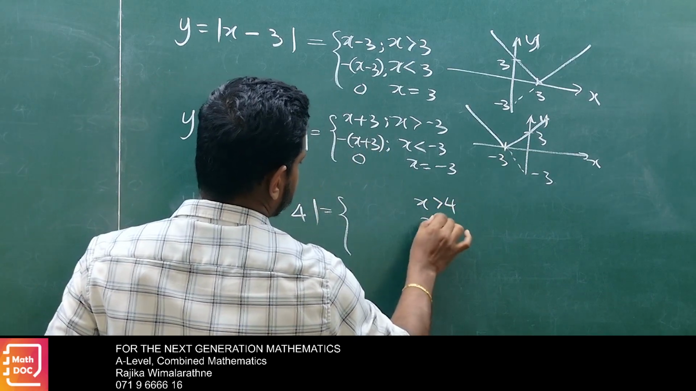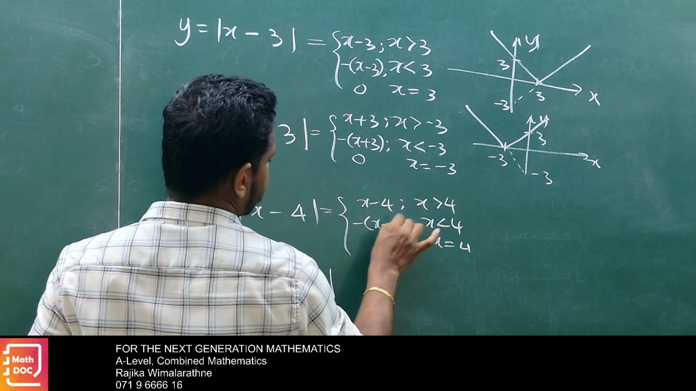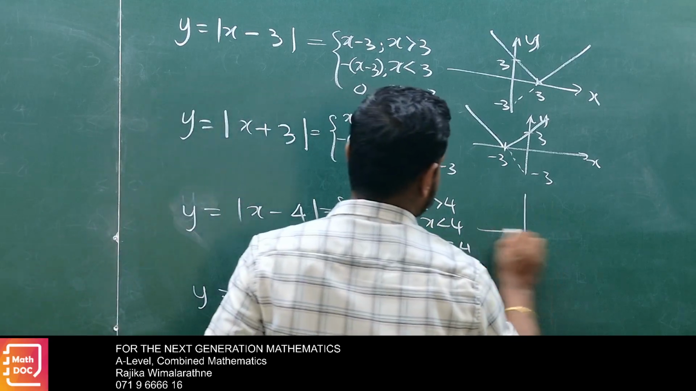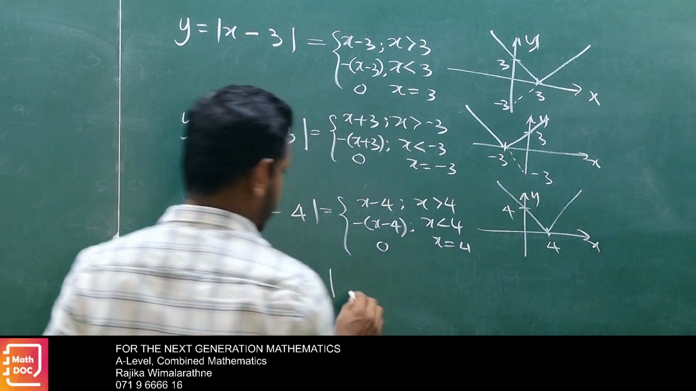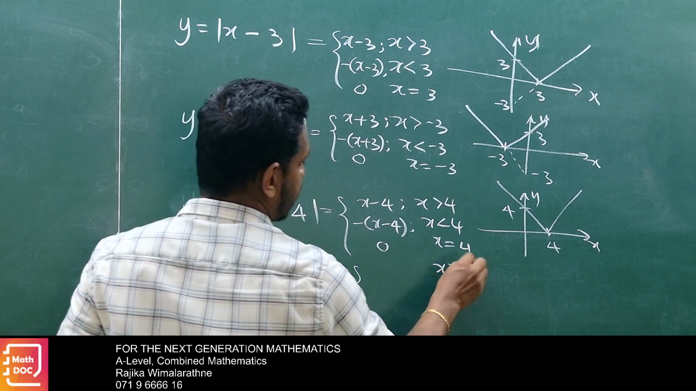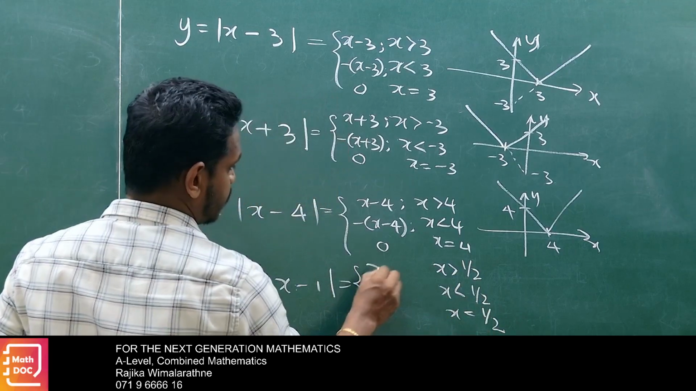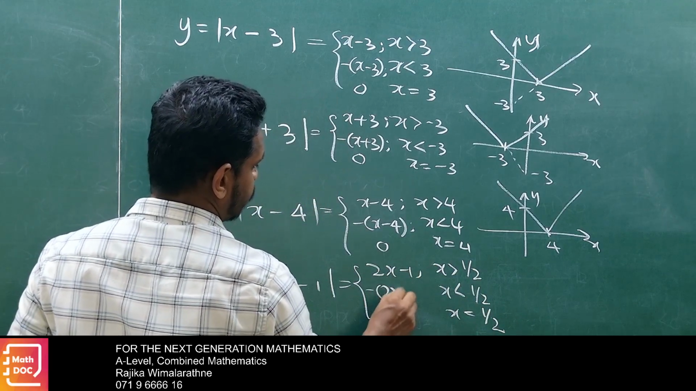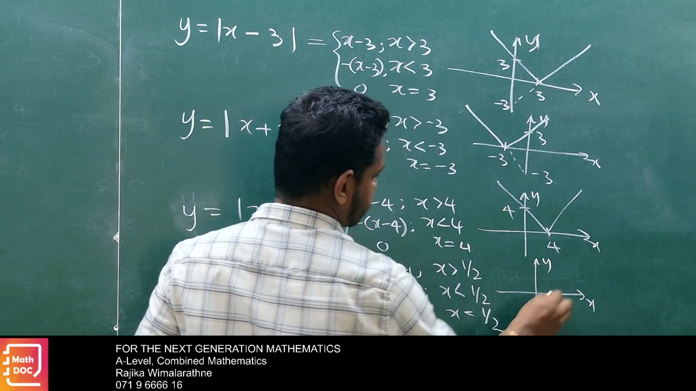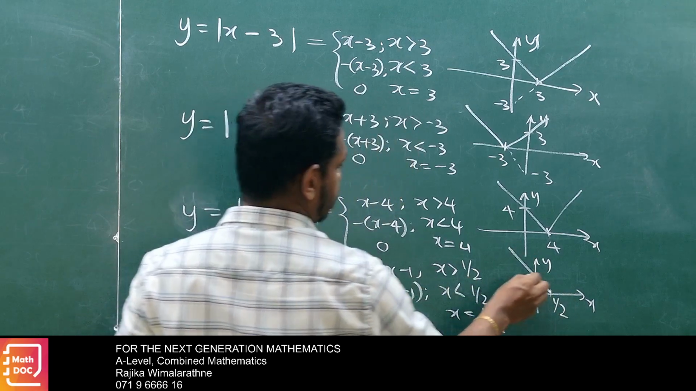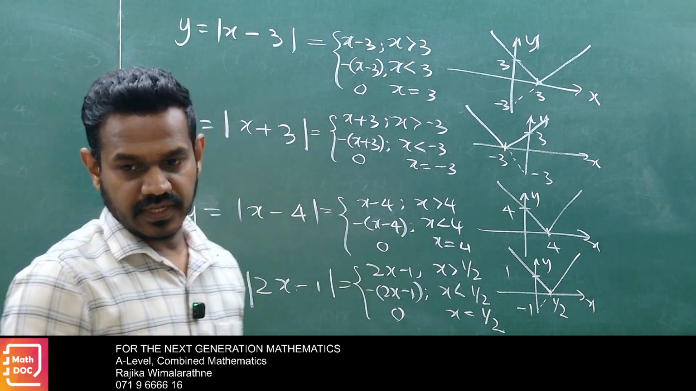X greater than 4, x less than 4, x equals 4: x minus 4, minus of x minus 4, 0. Here x, y, vertex 4, intercept 4, V shape. Here x greater than half, x less than half, x equal half: 2x minus 1, minus of 2x minus 1, 0. Here x-axis, y-axis, vertex half, intercept 1, here minus 1. That's how we do. Okay.